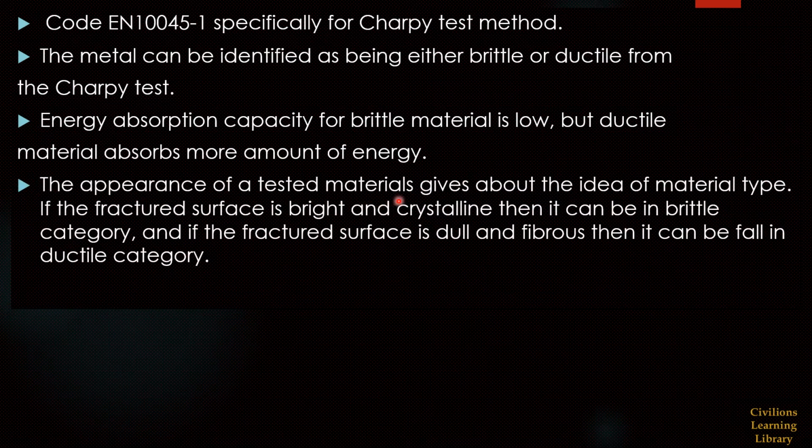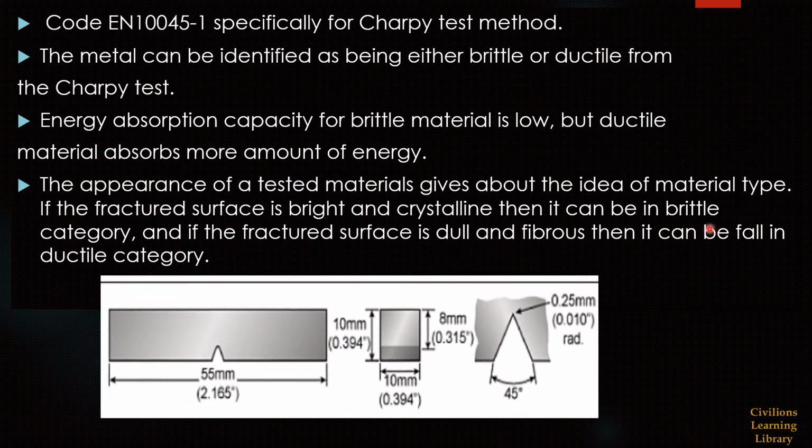The appearance of a tested material gives an idea of the material type. If the fractured surface is bright and crystalline, then it falls in the brittle category, and if the fractured surface is dull and fibrous, then it falls in the ductile category.